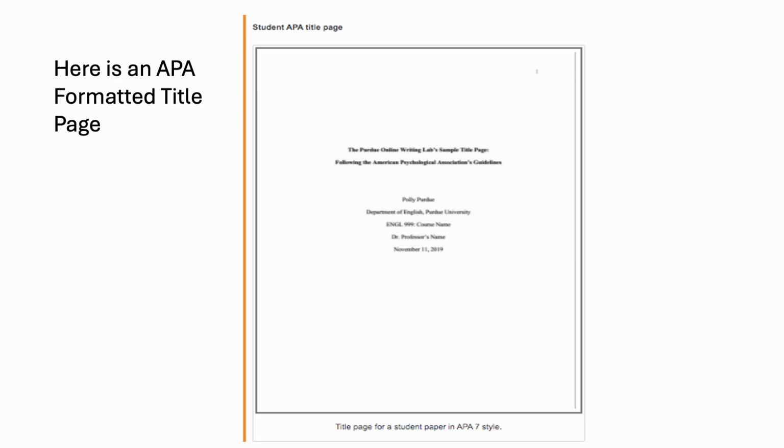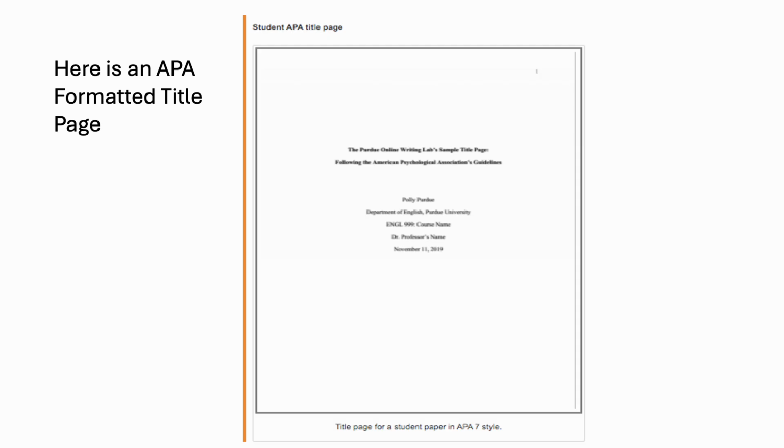So here is an APA formatted title page. If you have any questions about this, please look. A great resource is Purdue University's online writing lab. The acronym is OWL, O-W-L. So if you put in your search engine APA OWL and hit enter, you'll probably be directed pretty close to the Purdue University's online writing lab. And then there's a sample paper.